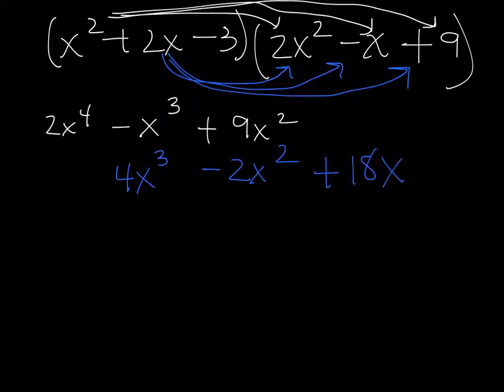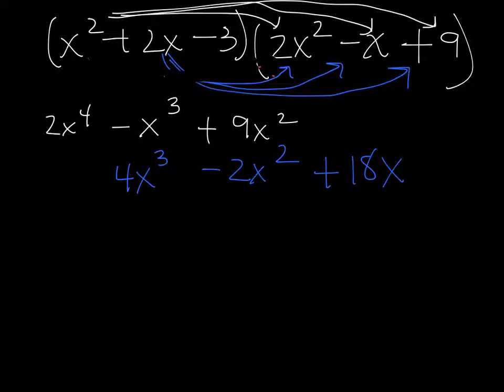I need to take x squared times 2x squared. That gives me 2x to the fourth. Nope, sorry guys, I didn't mean to do that. I apologize. I just got caught up in what was going on at my house. Try that again. Sorry about that.